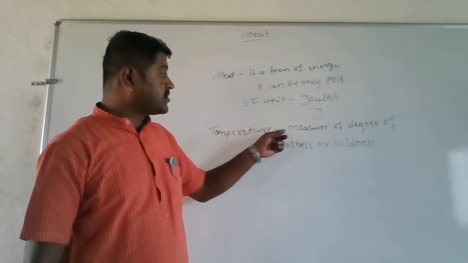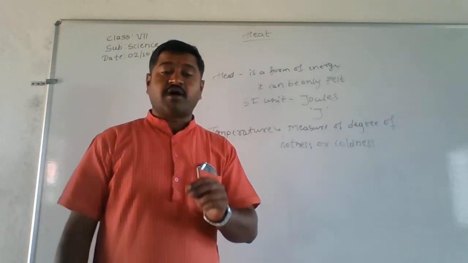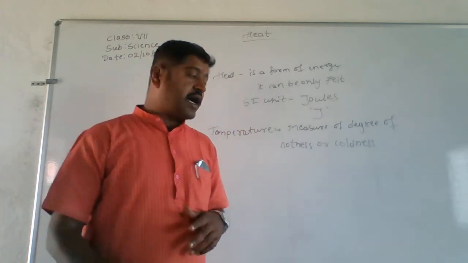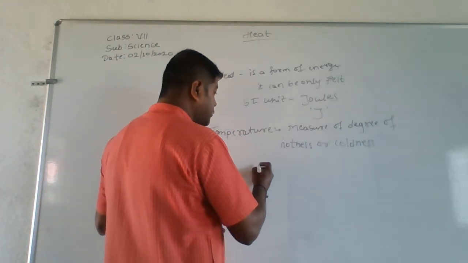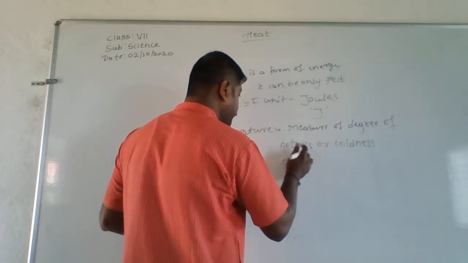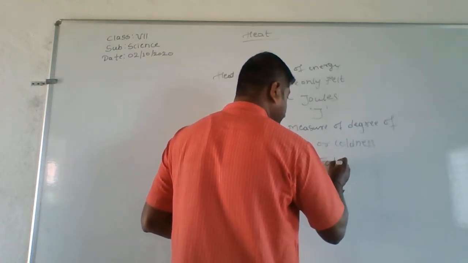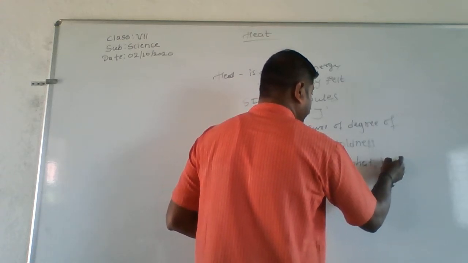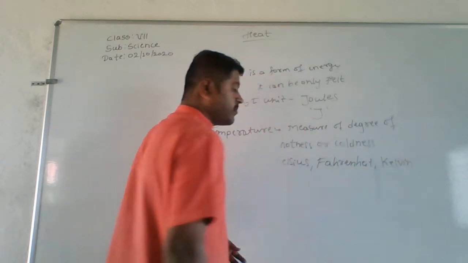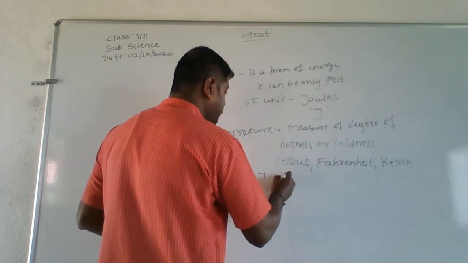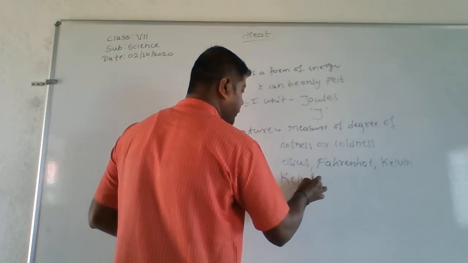So temperature is the measure of degree of hotness or coldness of an object. And then this temperature is measured in terms of Celsius, in terms of Fahrenheit, and in terms of Kelvin. But remember, the SI unit of this temperature is Kelvin, that is K.